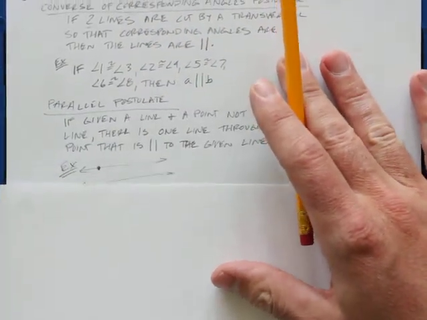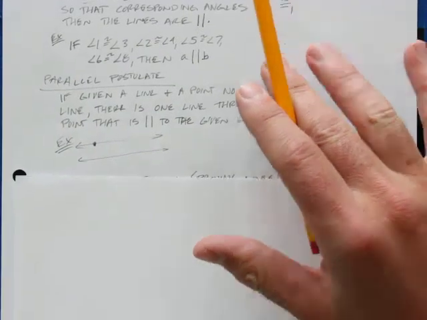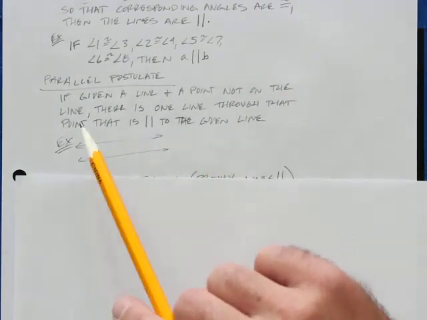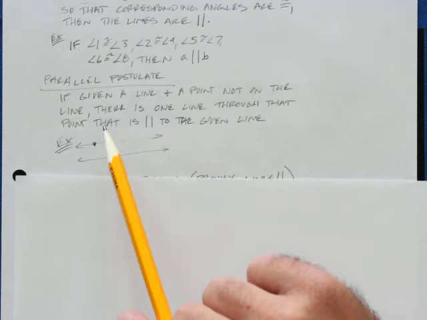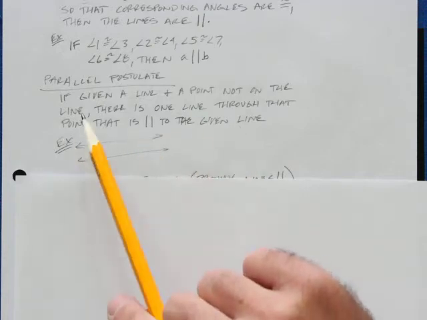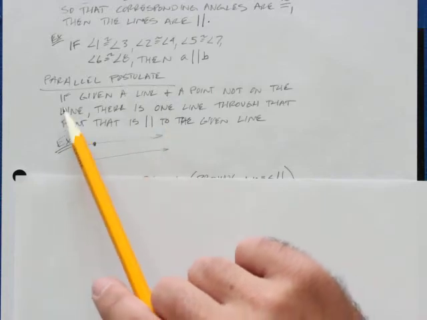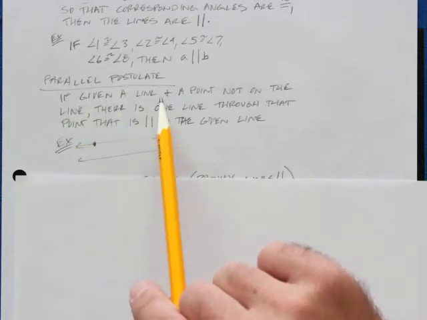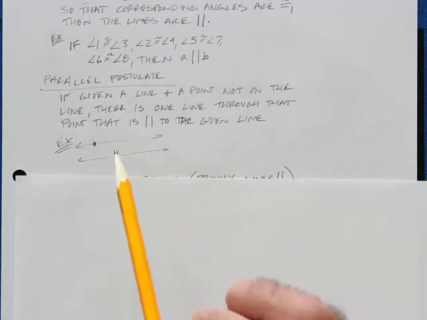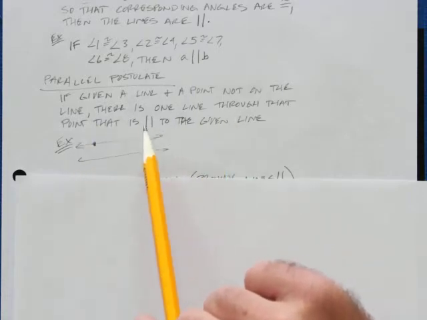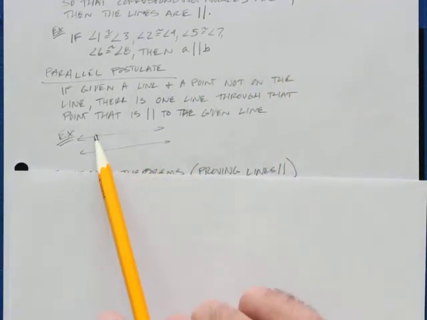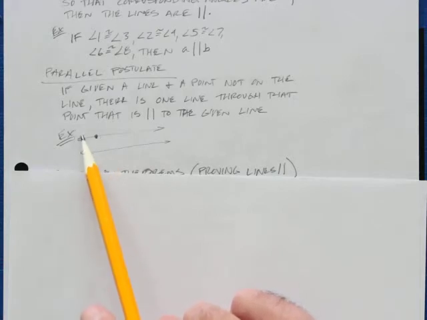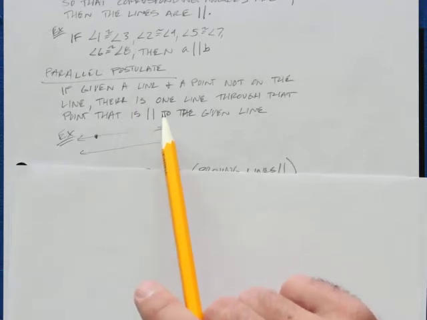Here's the parallel postulate. If given a line and a point not on the line, there is one line through that point that is parallel to the given line. Okay, so what that's just saying is if I have a line and some random point out anywhere, I could draw a line through that point and it can be parallel to the original line. That's all that this is saying.